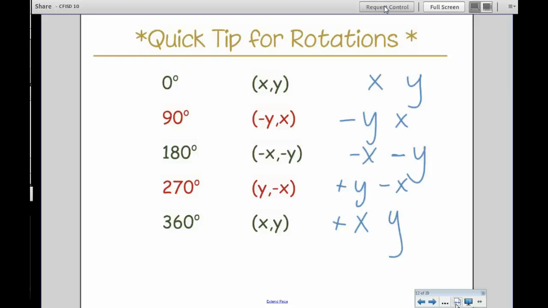Switch and make the first one negative. That's how you can memorize all of the rotational rules. Moving on.